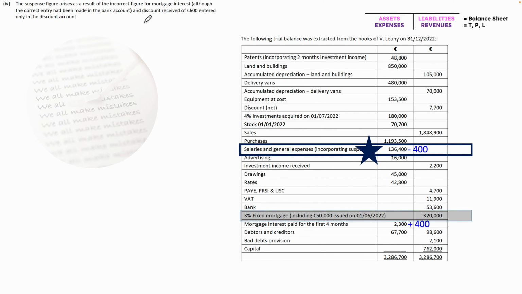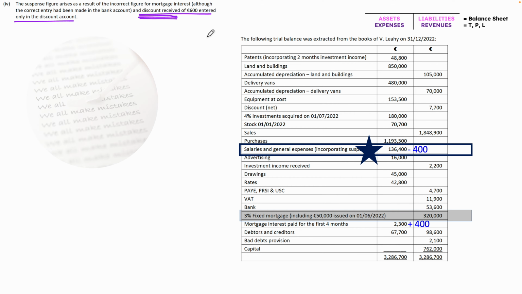The second part is discount received of 600 entered only in the discount account. So we need to think about it, right? We need to think, what other accounts does it need to go into? Okay, so discount received 600 entered only in the discount account. So we need to say to ourselves, right, who do we give a discount to, or who do we receive a discount from? Okay, who do we receive a discount from?